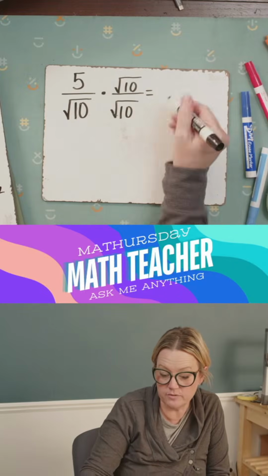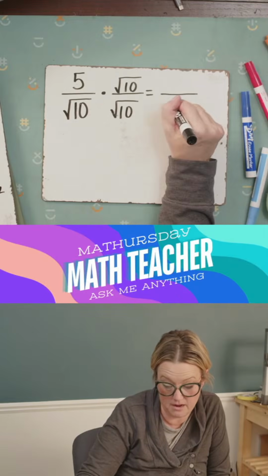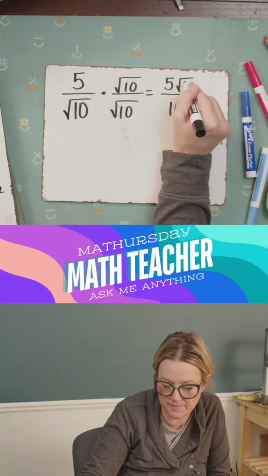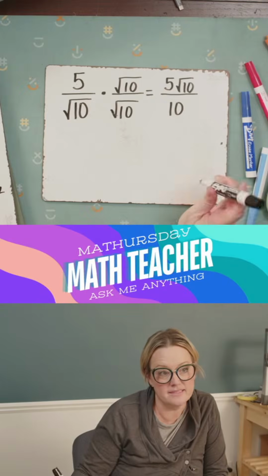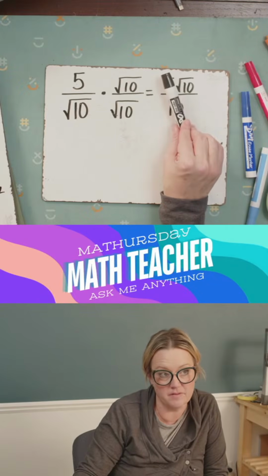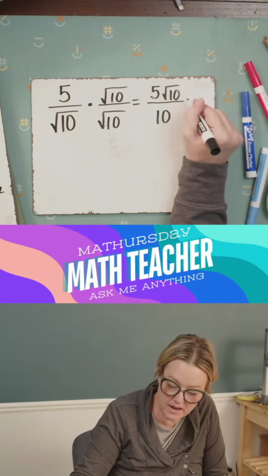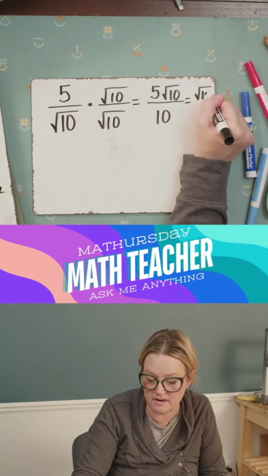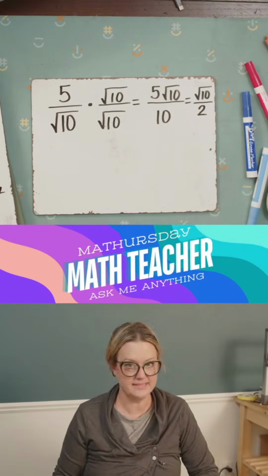Root 10 times root 10 gives me root of 100, which is 10. And then I have 5 root 10 on the top, because it's 5 times root 10. When I look at this, I can actually simplify this 5 and this 10. So 5 over 10 is 1/2, so this becomes root 10 over 2. And that's it.